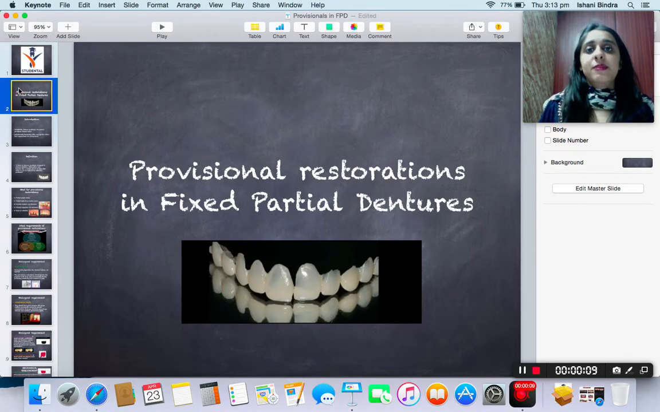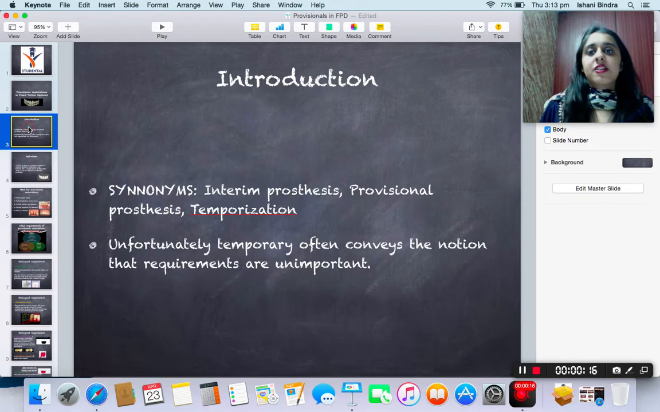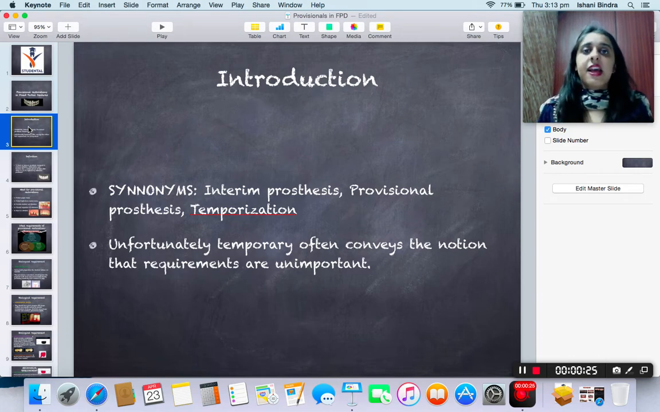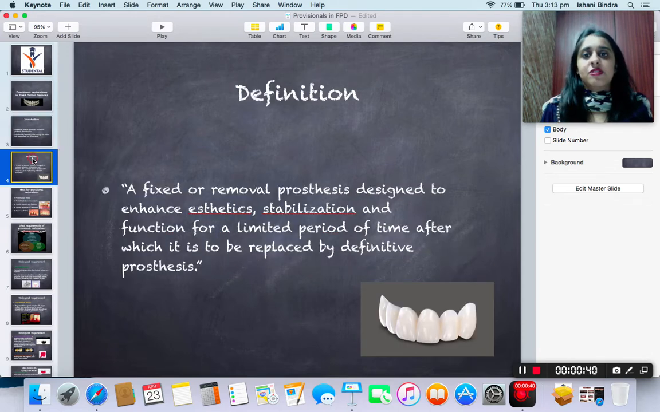The topic we'll be covering today is provisional restorations in fixed partial denture and their importance. So basically, what are the other terms which can be used for provisional restorations? They may be called interim prosthesis, provisional prosthesis, and the process of making any provisional restoration is known as temporization. Unfortunately, temporary often conveys the message that the requirements are unimportant, but this is not so. Provisional restorations are a vital part in fixed partial dentures.